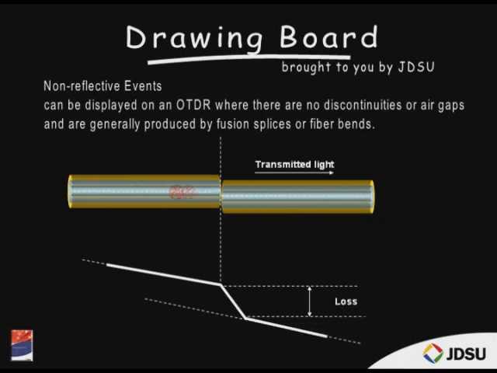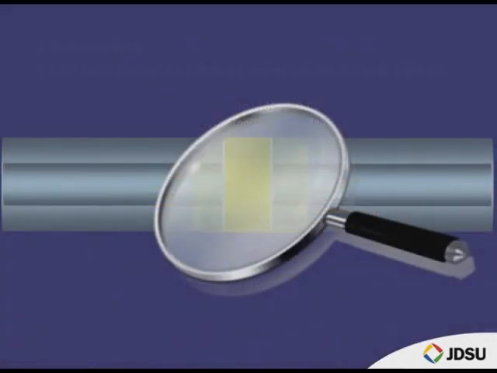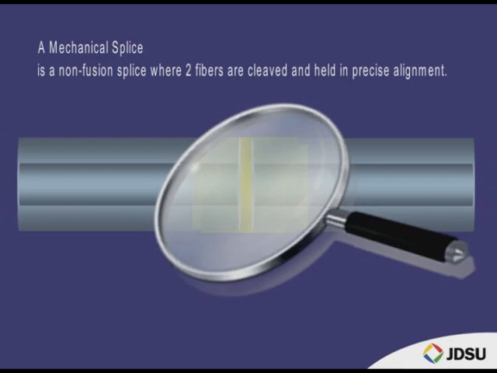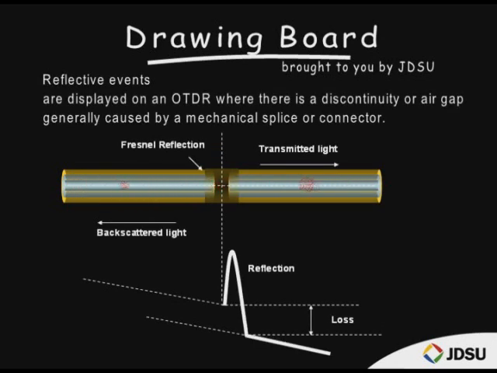Non-reflective events can be displayed on an OTDR where there are no discontinuities or air gaps and are generally produced by fusion splices or fiber bends. A mechanical splice is a non-fusion splice where two fibers are cleaved and held in precise alignment. Reflective events can be displayed on an OTDR where there is a noticeable air gap and are generally produced by connectors or mechanical splices.